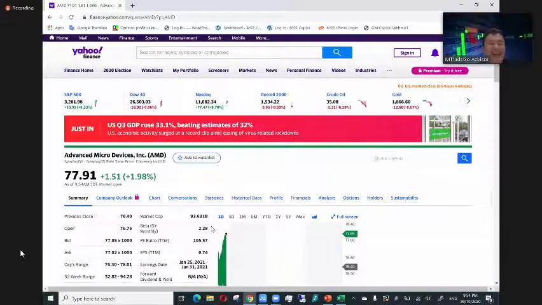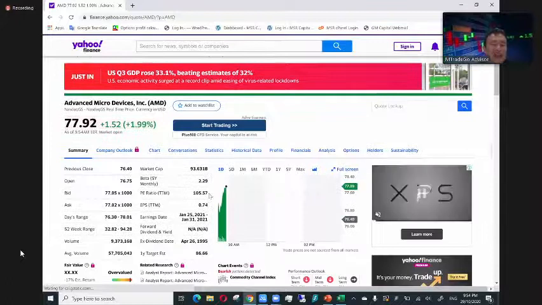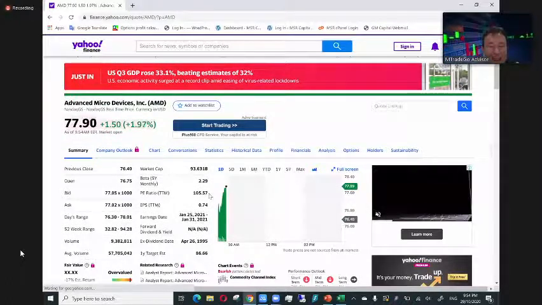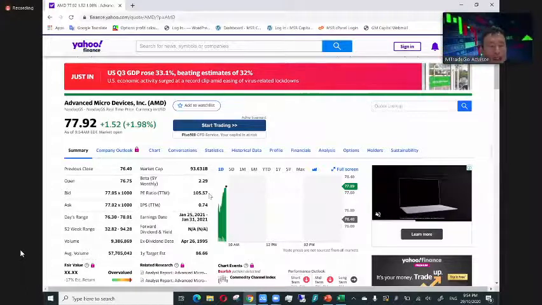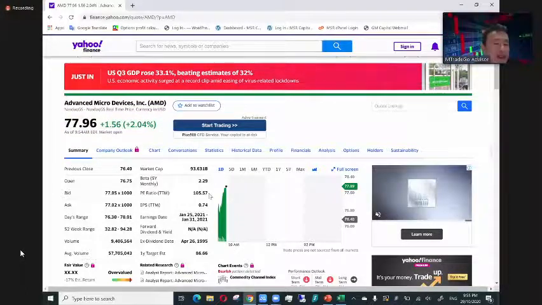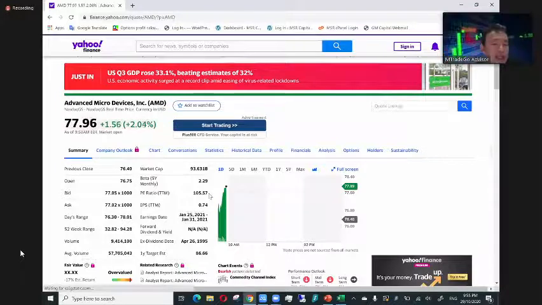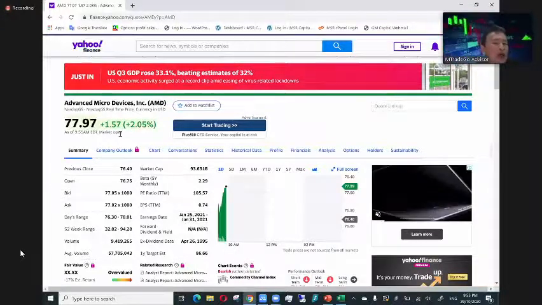$2.29. Okay, meaning that the probability, the percentage is 1.29 higher, the fluctuations, the volatility is higher than the SPY or S&P 500, meaning that the higher the beta, the more volatile it is. You see, AMD already went up $1.55 while we are talking.